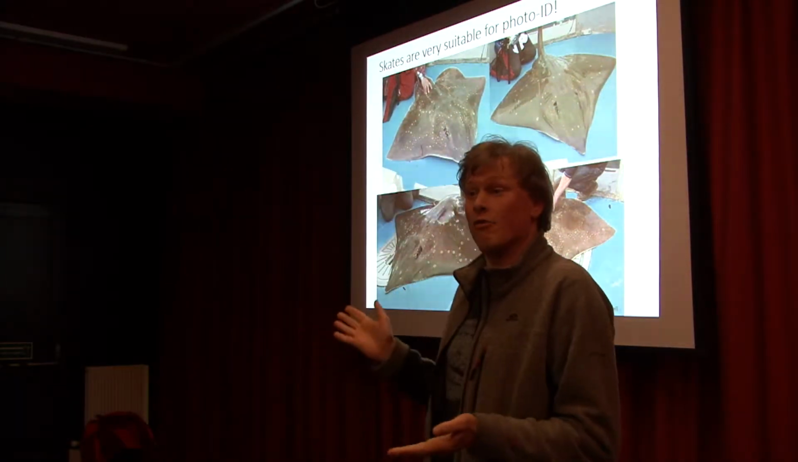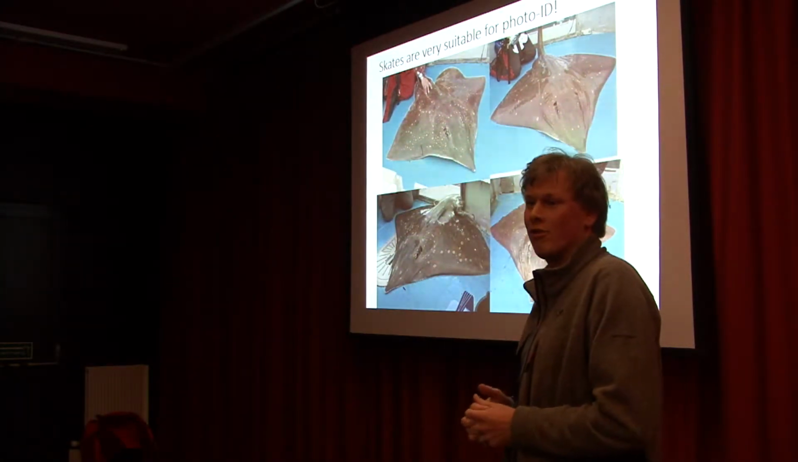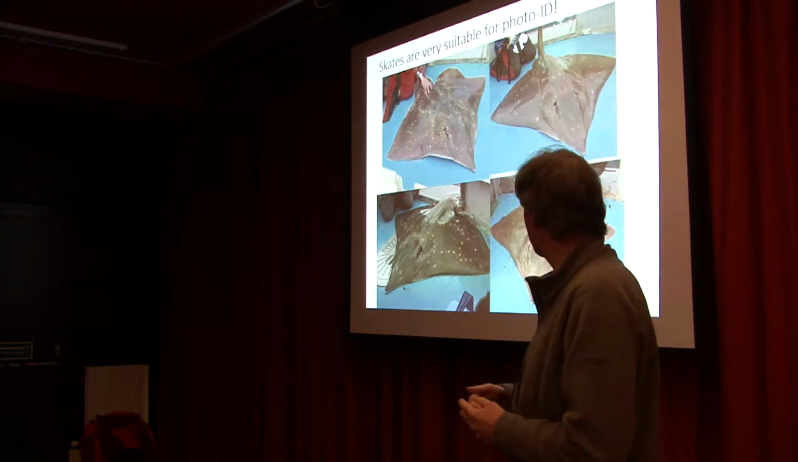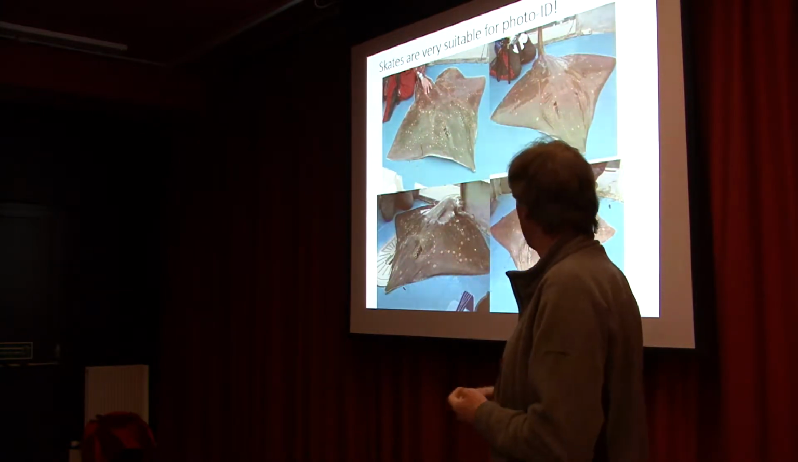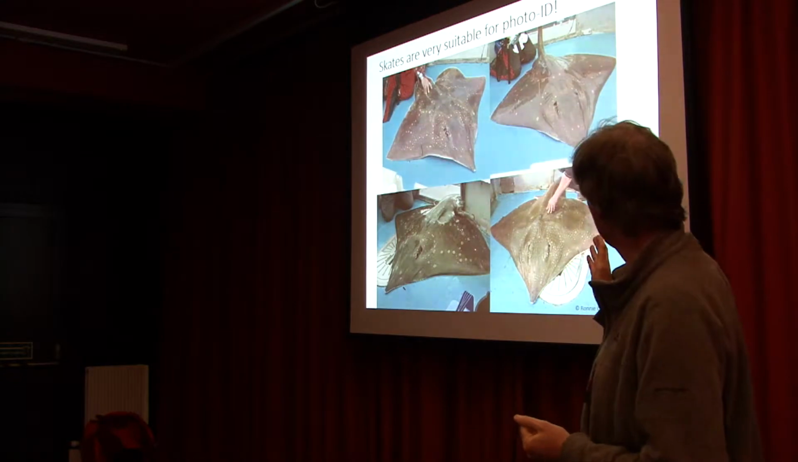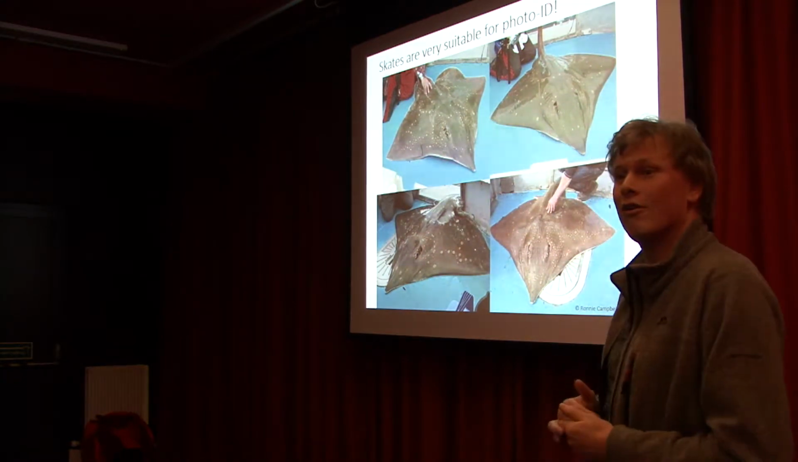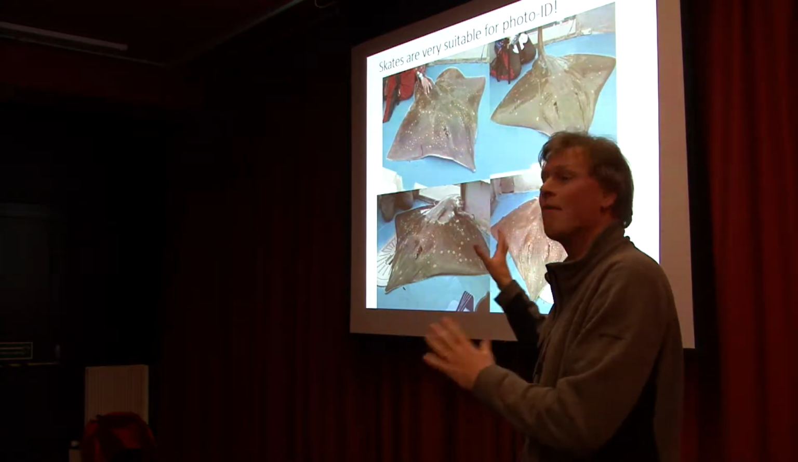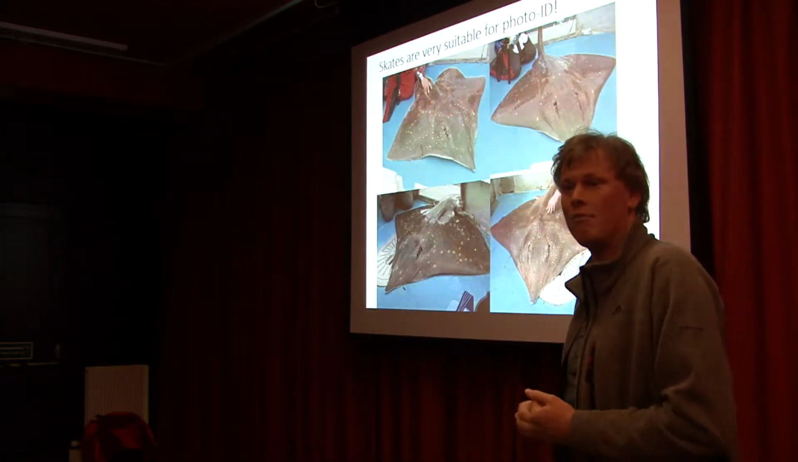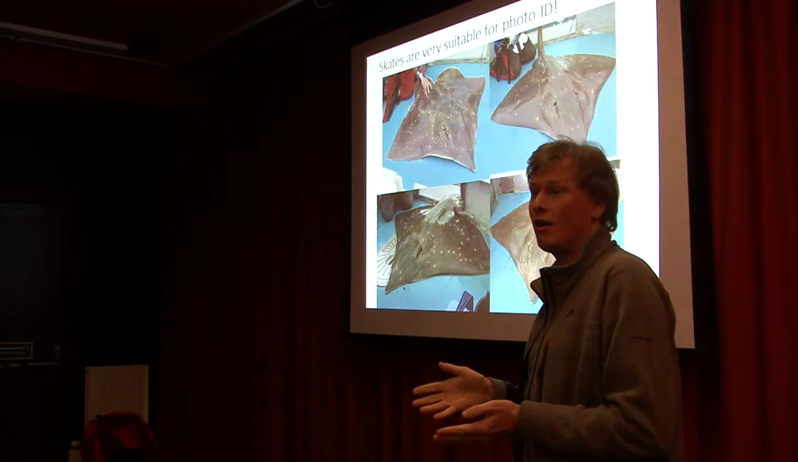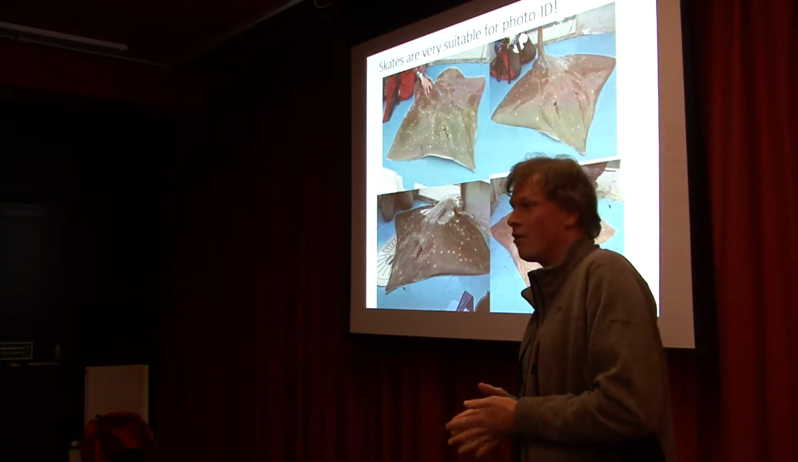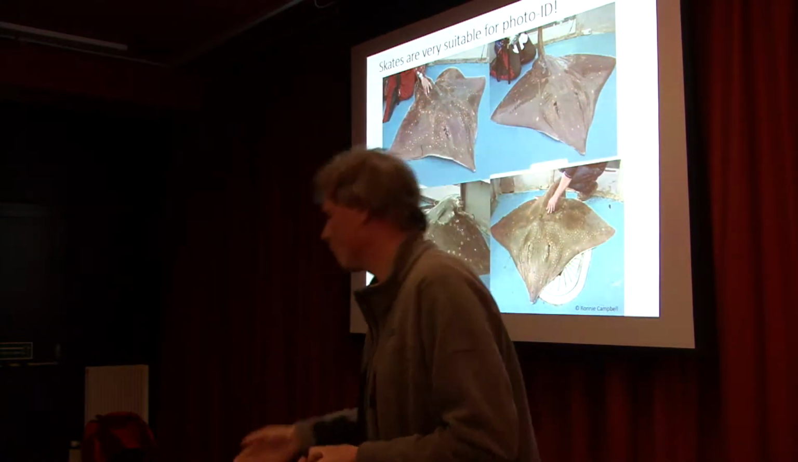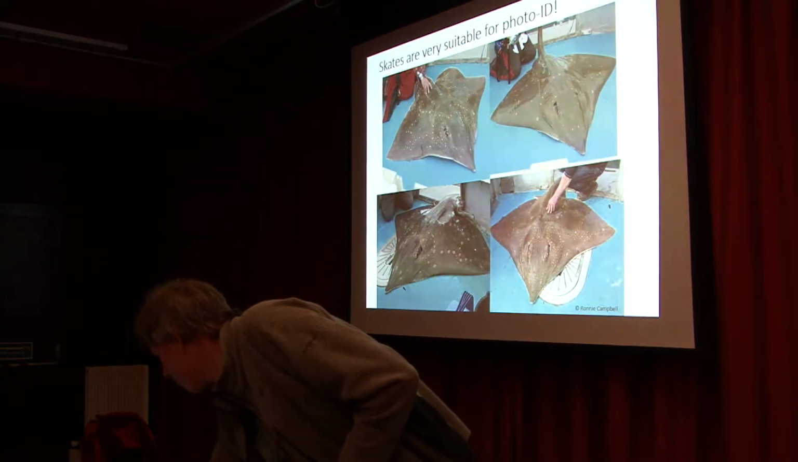So skates, as it turns out, are quite suitable for photo ID in that they are large, they have clearly identifiable marks that I hope you can see here differ from individual to individual. We don't think there's that many of them out here in the MPA, for instance, and they seem to be at least partially resident. So this could be quite a useful way to keep track of where these animals are going.